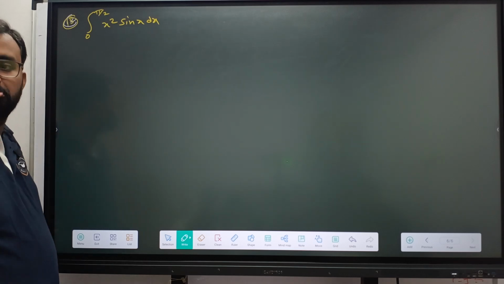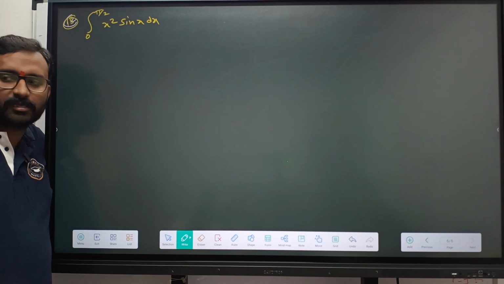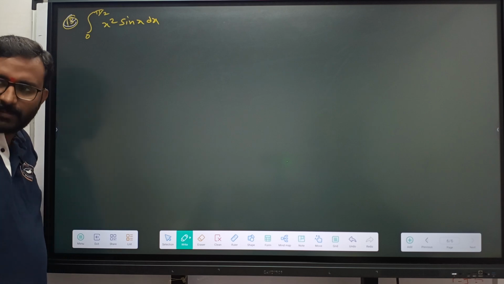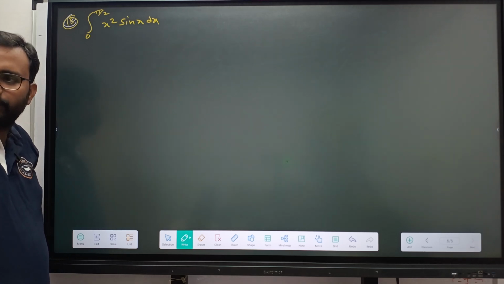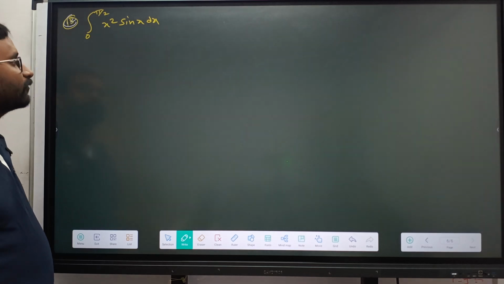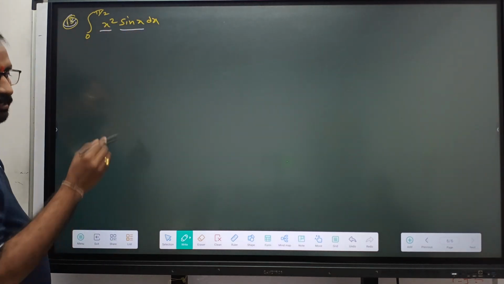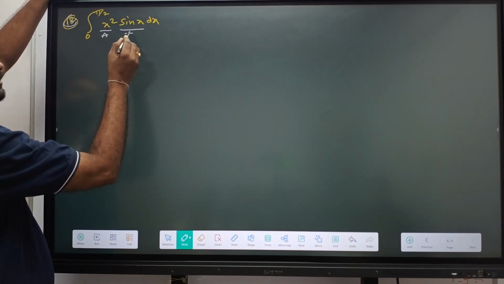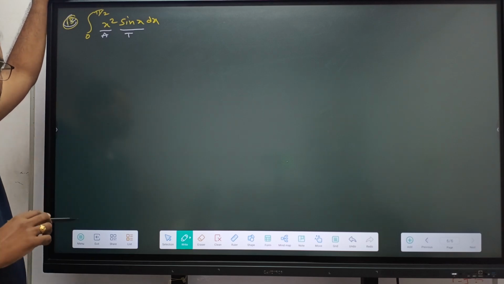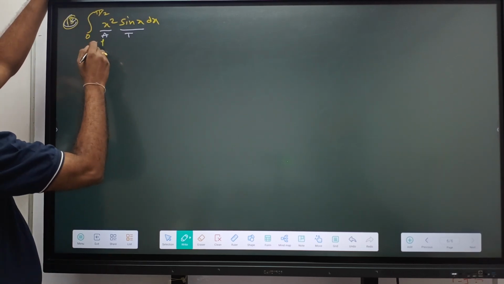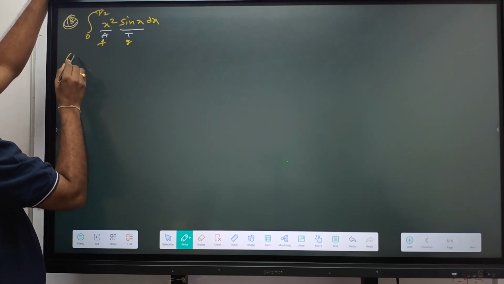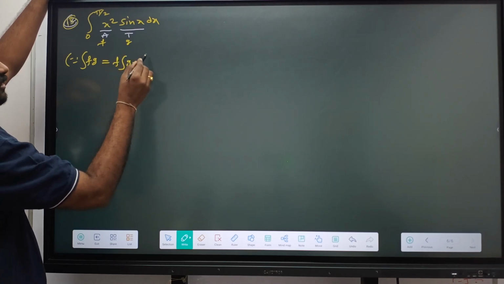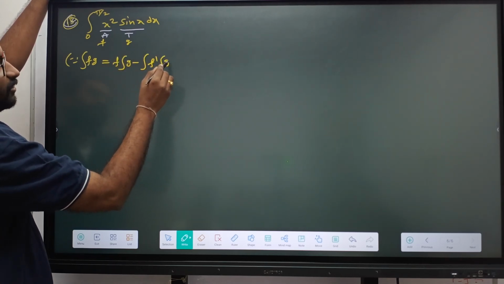Anyone? How will you solve this question? Integral x square sin x. So here we have two functions, so we have to use by parts. Okay, ILATE formula. This is algebra. This is trigonometry. In ILATE, it is correct. This is f. This is g. What is the formula? Integral f of x g of x dx is equal to f of x integral g of x dx minus integral f dash integral g of x dx.